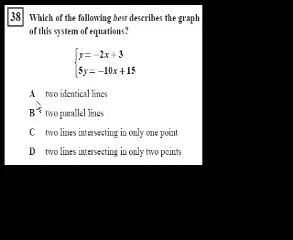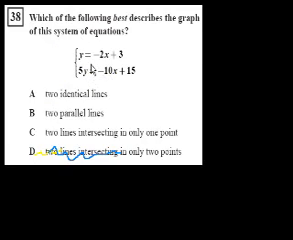Or on problem 38, which of the following best describes the graph of this system of equations? Okay, so maybe they're the same line, maybe they're parallel, maybe they only intersect in one point. Two lines intersecting in only 2 points? Well, that's impossible. I mean, that can happen with curves, but that's not going to happen with lines. So we can already cancel out choice D.